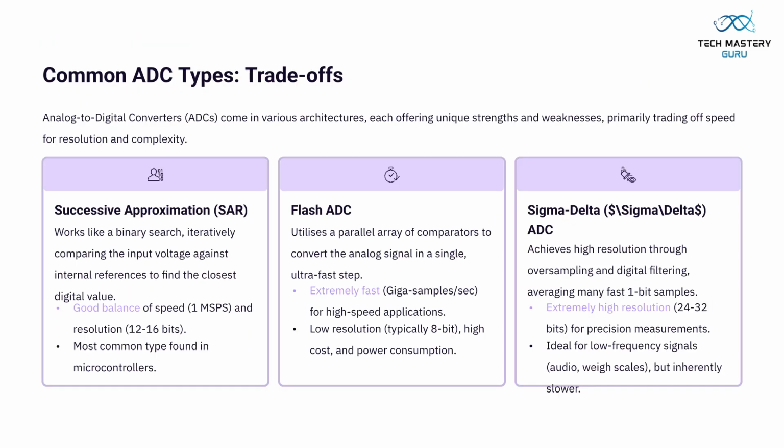Various ADC types offer different trade-offs. Successive approximation ADCs balance speed and resolution. Flash ADCs are ultra-fast but low resolution. Sigma-delta ADCs provide extremely high resolution for precision measurements, though they are inherently slower.